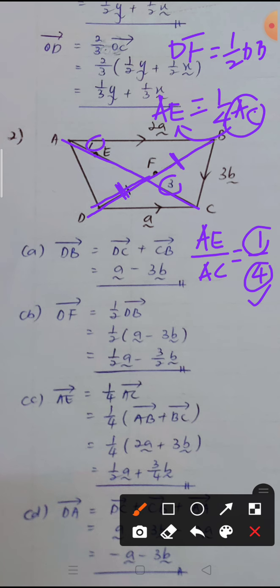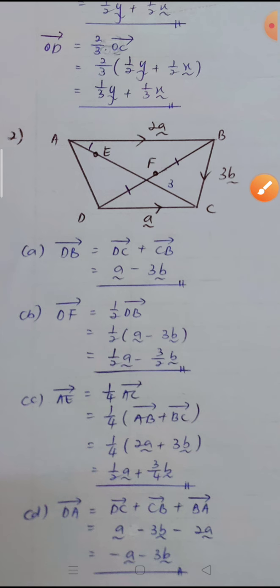Vector DB, D to B. Vector DB is here. To find vector DB, I will use the route D to C, C to B, this way. So I have vector A, and here we have the opposite direction compared with the diagram, so we minus 3B. So this is vector DB.